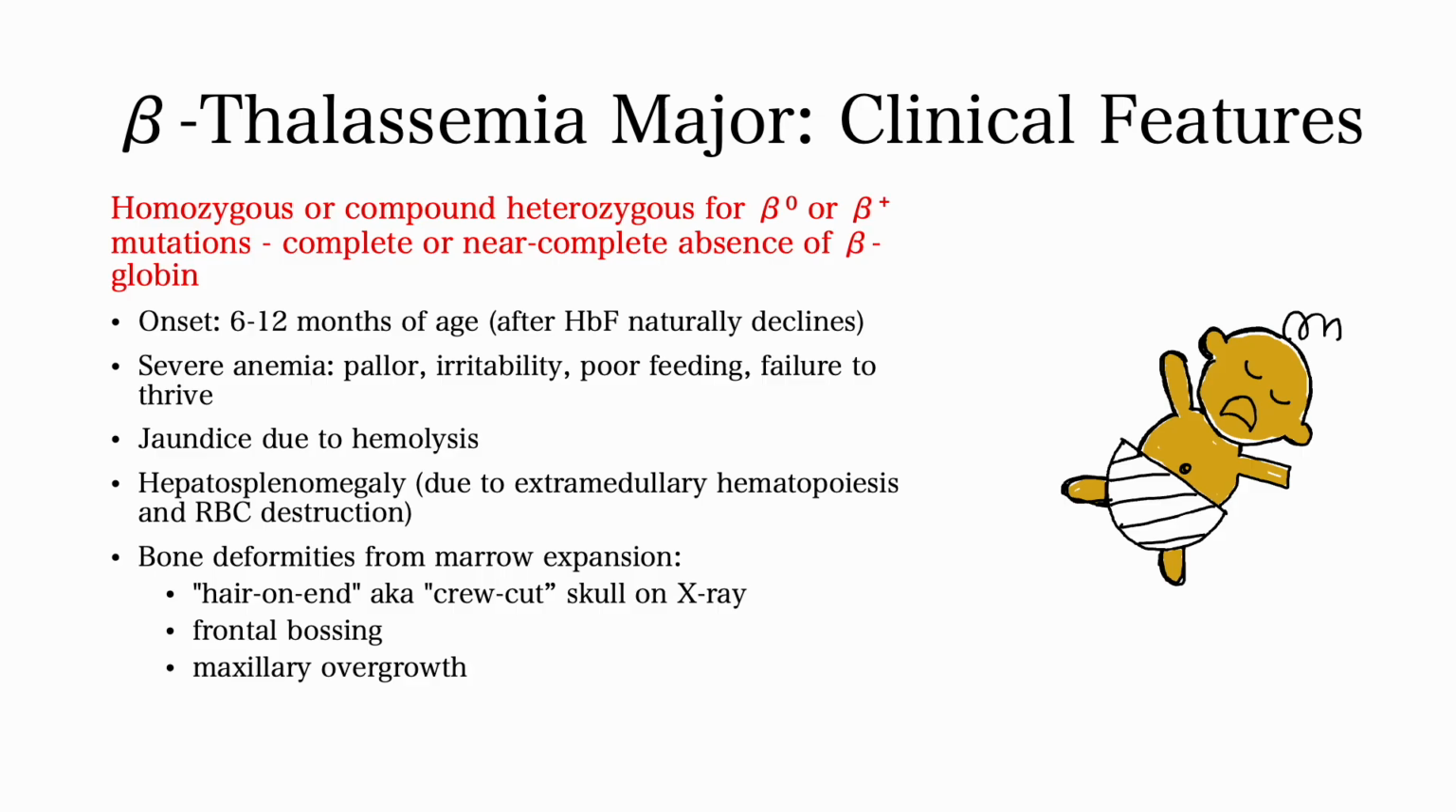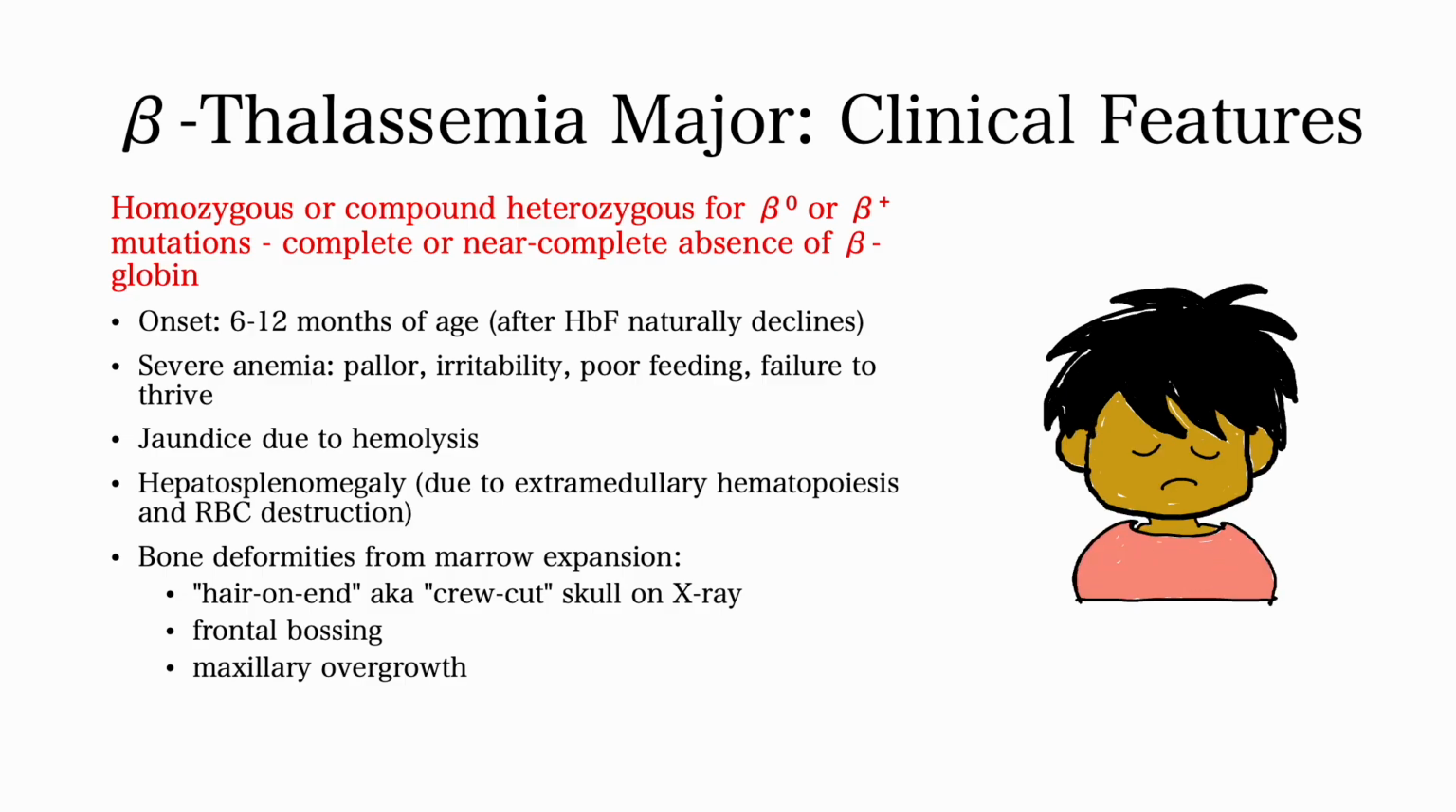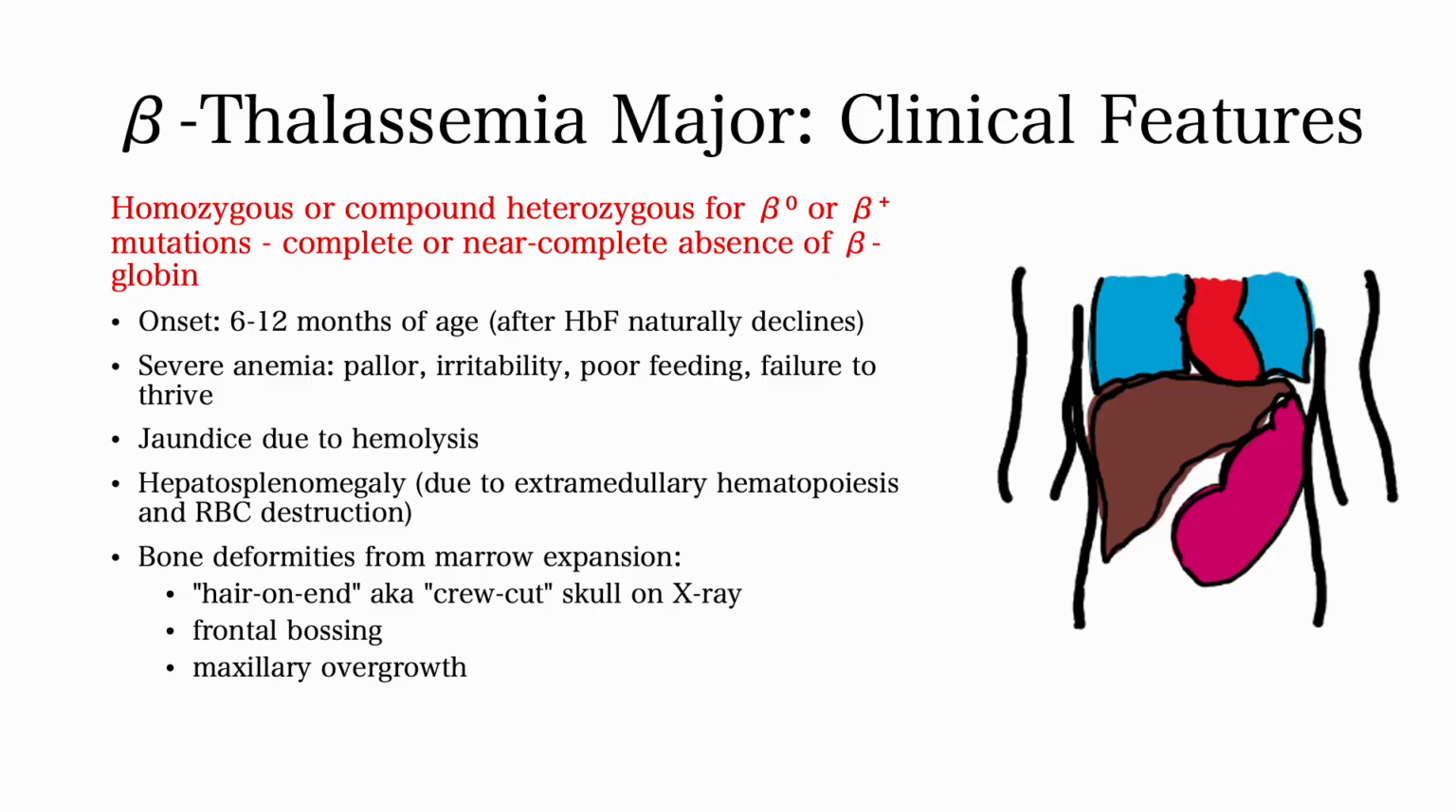The symptoms could be severe anemia, which includes pallor, irritability, poor feeding, and failure to thrive. Jaundice is also common, and this is due to hemolysis. Hepatosplenomegaly could also be common, and this is due to the extramedullary hematopoiesis and also red blood cell destruction.